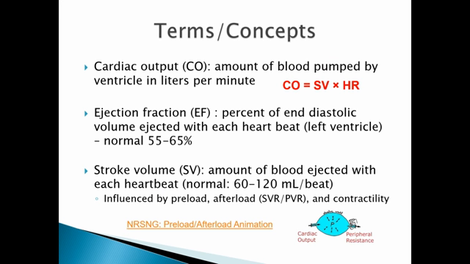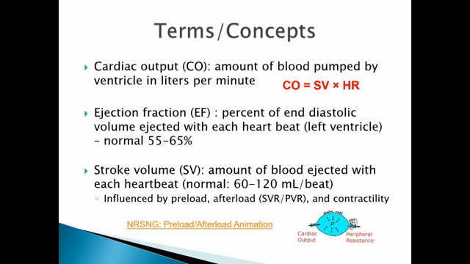Some basic terms and concepts you want to review for this. Cardiac output is the amount of blood that's pumped by the ventricle in liters per minute. So you want to understand that cardiac output is determined by stroke volume, which is the amount of blood that's ejected with each heartbeat, and how many times the heart beats per minute, your heart rate. Okay, so those two things are going to factor into the cardiac output.